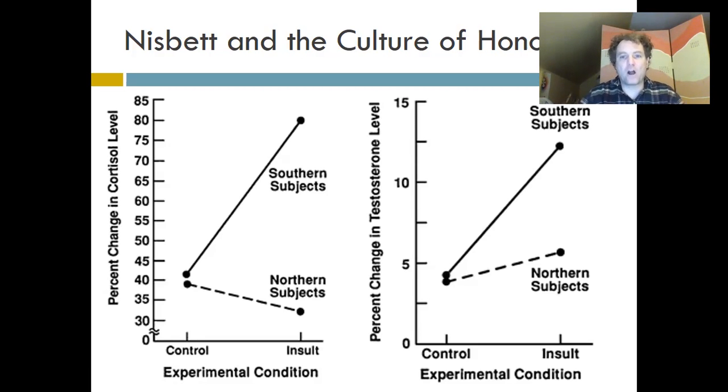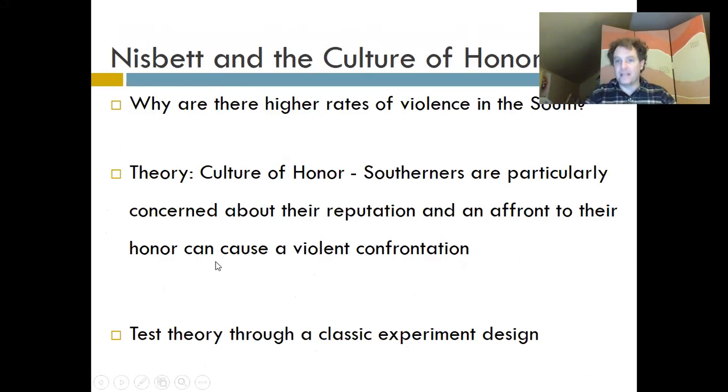And so what Nisbett argues is that this proves the theory correct. He says, look, Southerners are more prone to being offended. And we can see this in this experiment, in which after they get bumped and rudely talked to, their cortisol and testosterone jump up more than the Northerners'. It shows you how you can test a social theory with an experiment.